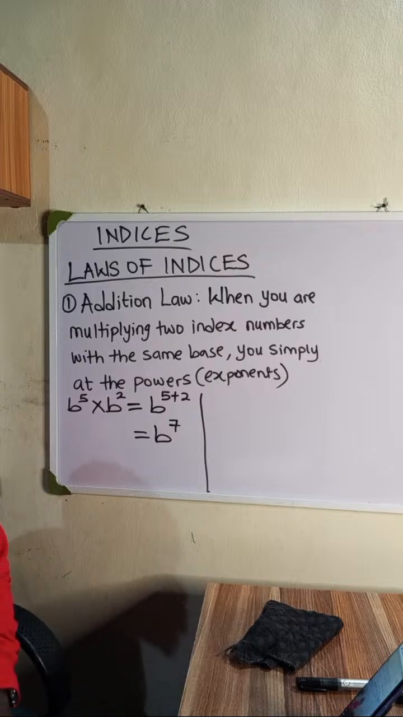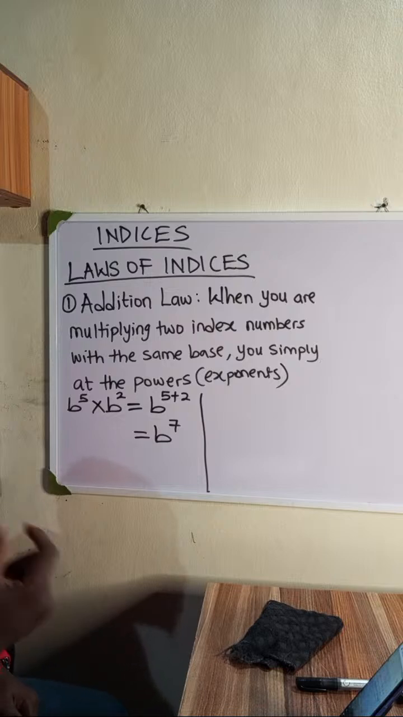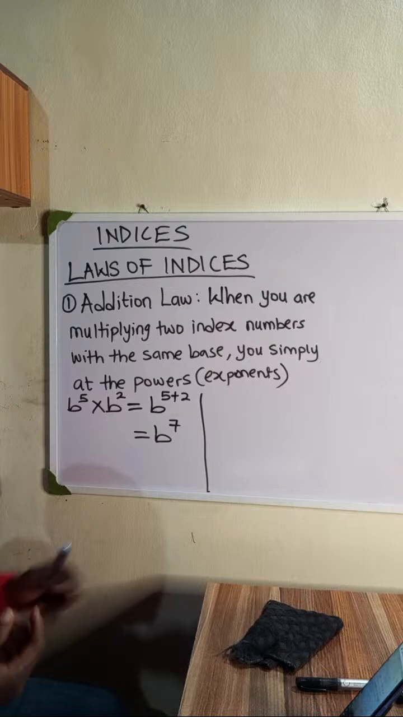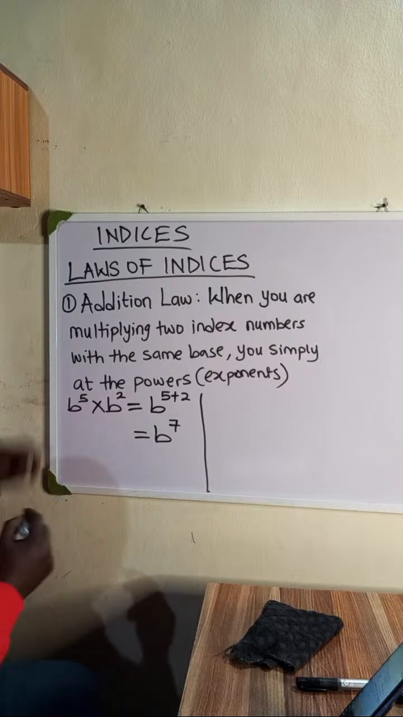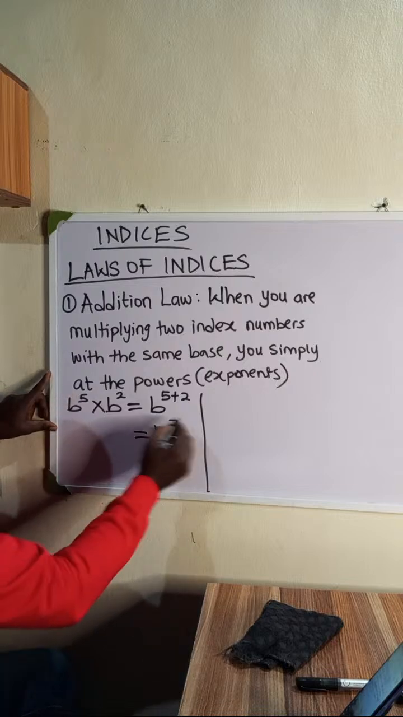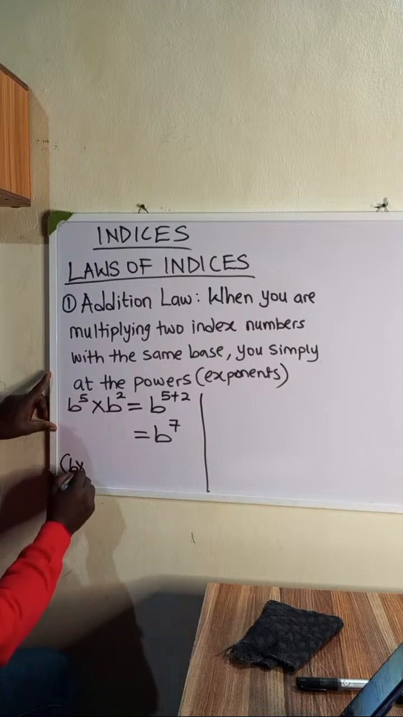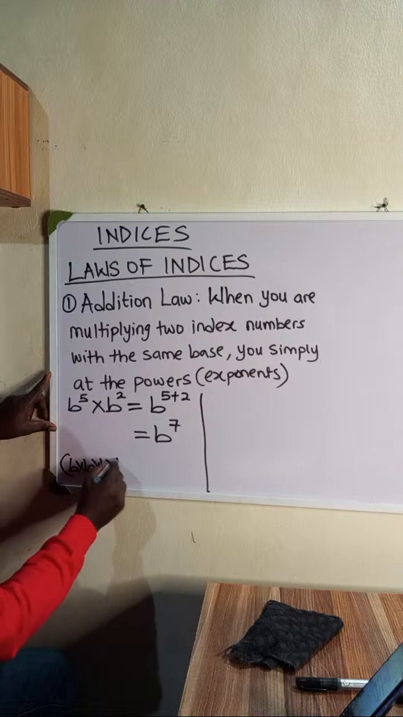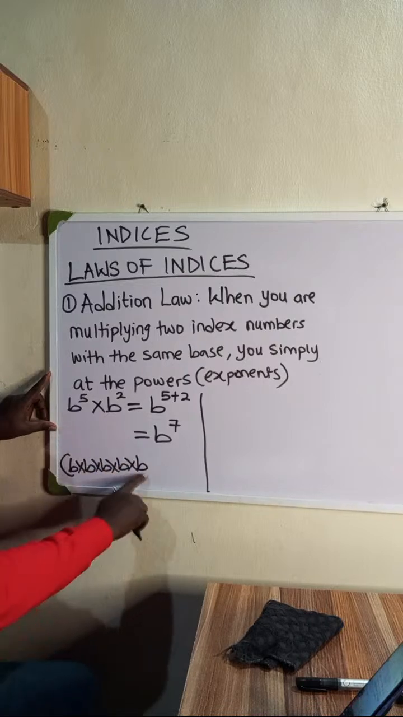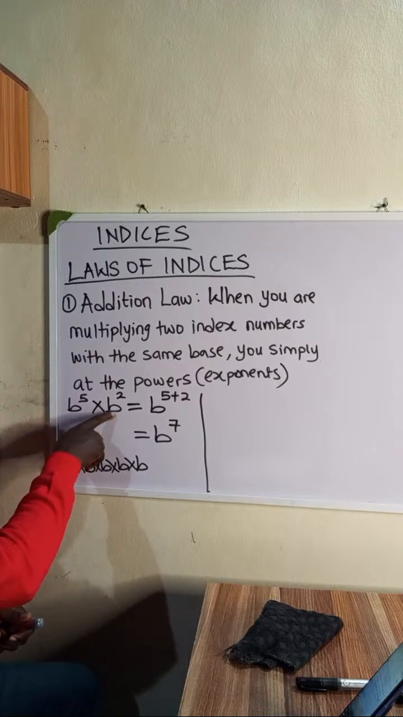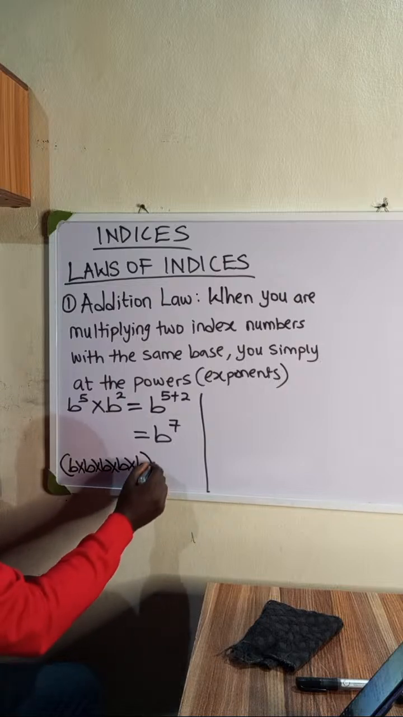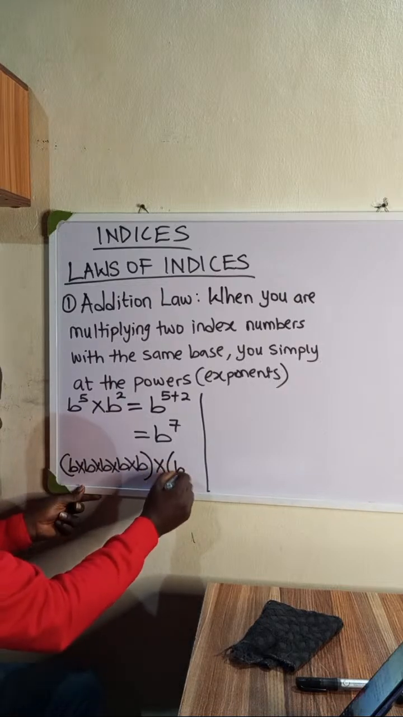But how are we sure that our answer is correct? Remember, a number in index form shows how many times the base is multiplying itself. So b to the power of 5 is b times b times b times b times b, b multiplying itself 5 times. That's what it means when we say b to the power of 5. And it is multiplying b to the power of 2. That means it is multiplying b times b.